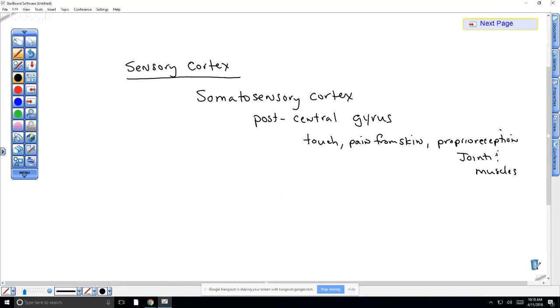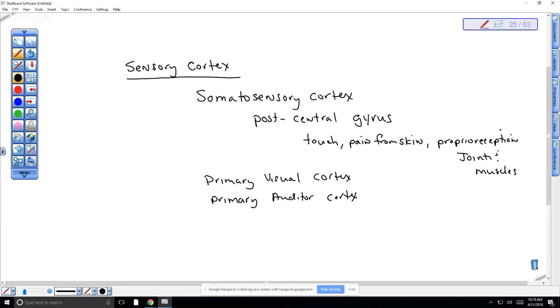The other parts of our sensory cortex include primary visual cortex, primary auditory cortex. And the reason why these have a primary in front of them is that in order to see, we have to have action potentials coming via our optic nerve to the cortex, but then we also have to have action potentials sent to the association areas so that we can make sense of it, okay?